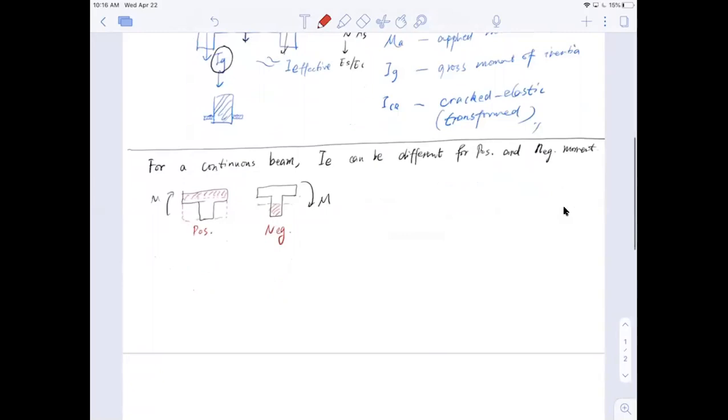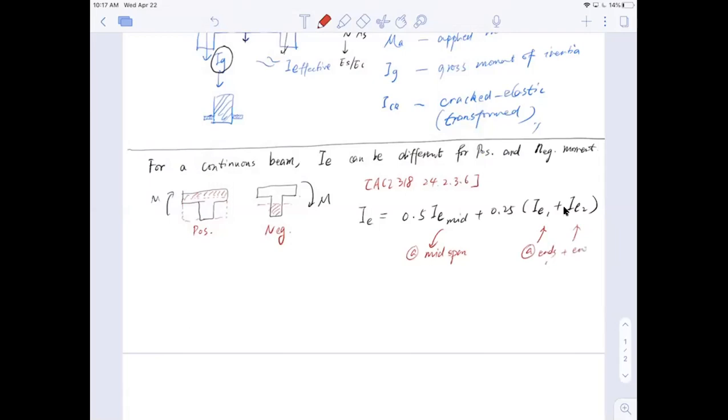Okay, so from ACI 318, this is 24.2.3.6. It says that the effective moment of inertia has to be half of the effective moment of inertia at midspan, plus a quarter of the effective at each end. So this is the illustration here. This is at midspan. This is at end 1 plus end 2.